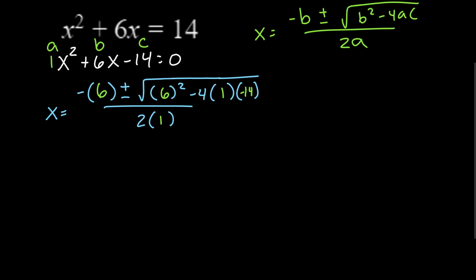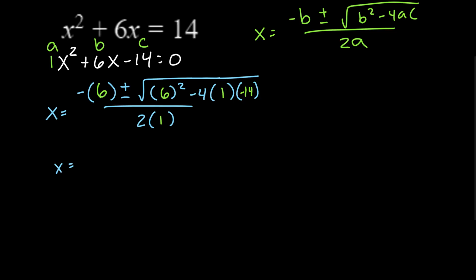Can I just plug this whole thing in my calculator and press enter? I need to deal with the square root first. So I need to figure out what inside the square root is going to be equal to. I saw someone in the warm-up who just did this math wrong. So 6 squared is how much? 36. What is negative 4 times 1 times negative 14?